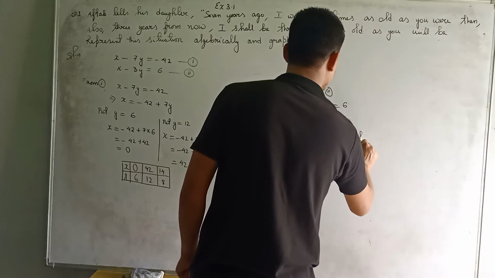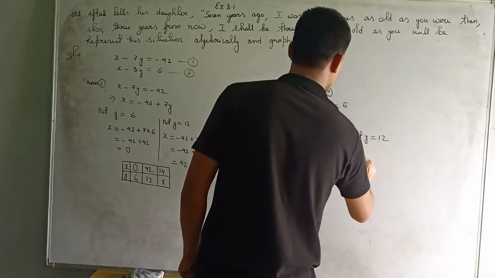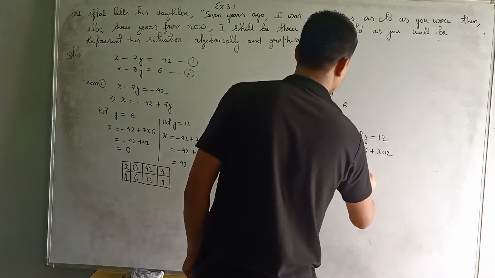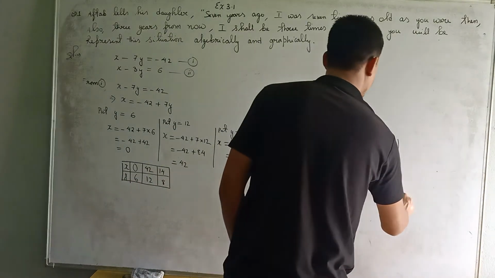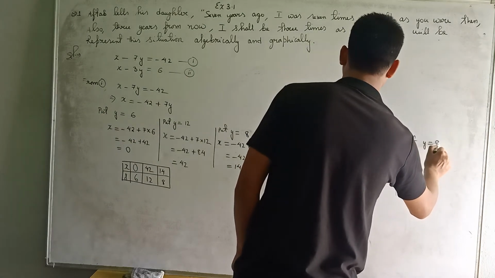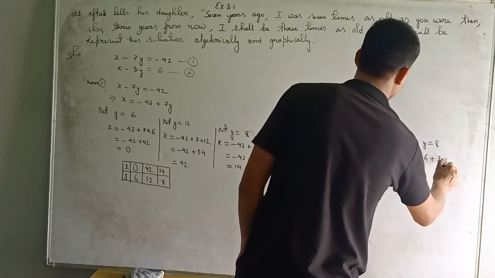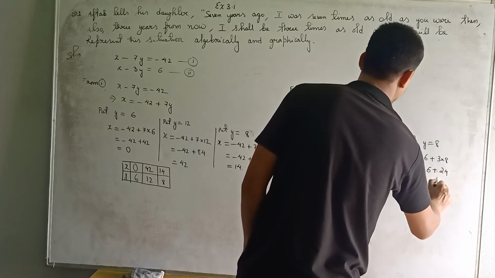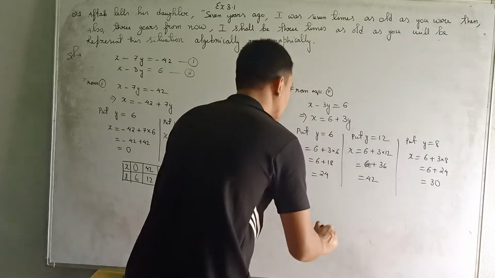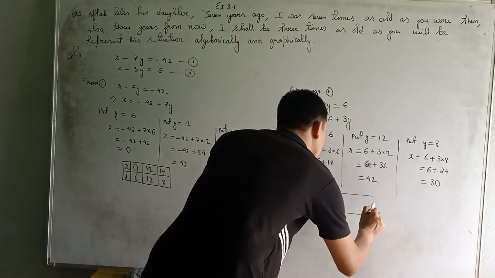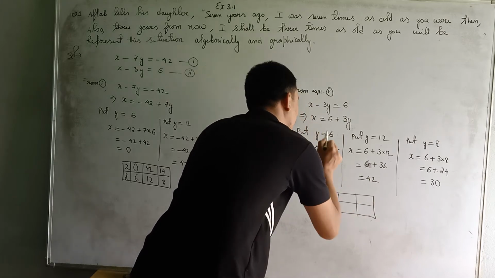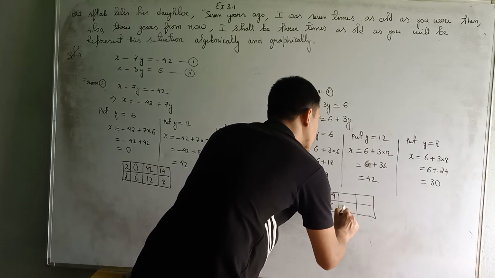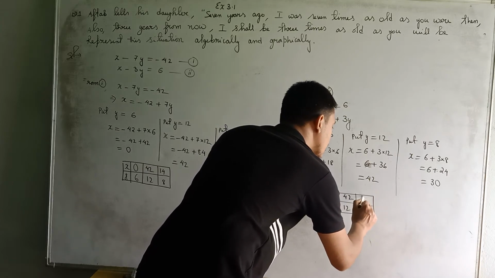You can try putting y as 12. x equals 6 plus 3 into 12. So 6 plus 36, that is 42. You can try putting y as 8. Then x will be equal to 6 plus 3 into 8, 6 plus 24, 30, right? So let me draw the table. Y is 6, x is 24; y is 12, x is 42; y is 8, x is 30.